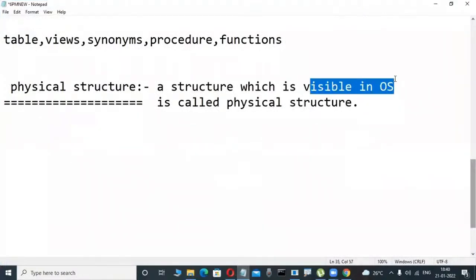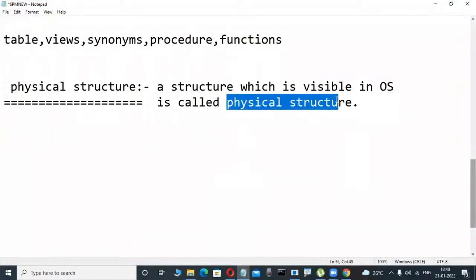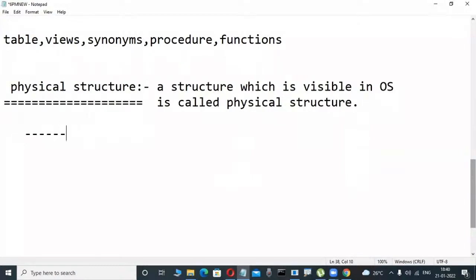Maybe some files are visible or not. That is called the physical structure. But the physical structure, you are working, I am working? No. Yes. Okay, some different type of persons are working. Who are they? DBA, database administrator.